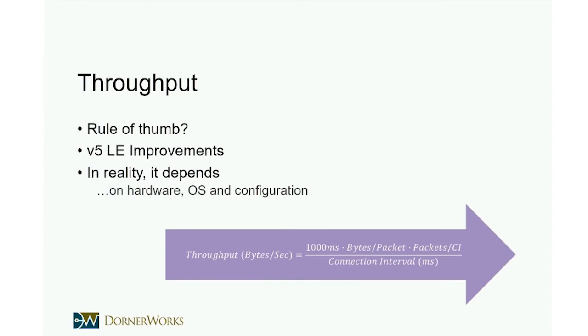So this is the basic equation. Bytes per packet, times packets per connection interval, divided by your connection interval. And I don't know how familiar everybody is with connection intervals with Bluetooth, but connection interval is how often you're allowed to send data, that connection event. So if you have a shorter connection interval, that means you're connecting more often, and you theoretically can send more data, assuming that your packets per connection interval is fixed. So I assume everybody can do math just looking at the equation. Those are kind of the knobs that you can turn.